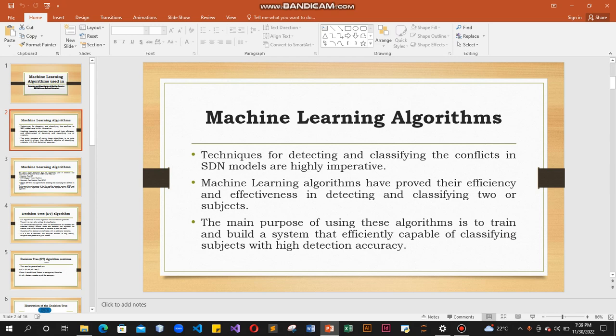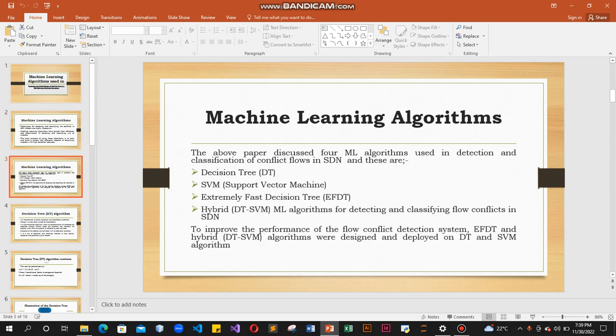are highly imperative. Machine learning algorithms have proved their efficiency and effectiveness in detecting and classifying two or more subjects. The main purpose of using these algorithms is to train and build systems that are efficiently capable of classifying subjects with high detection accuracy. We went ahead to see these machine learning algorithms used in detection and classification of conflict flows.